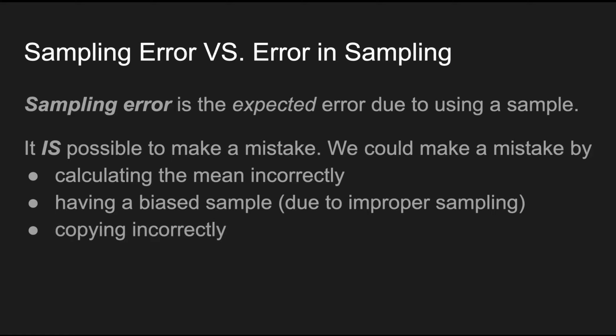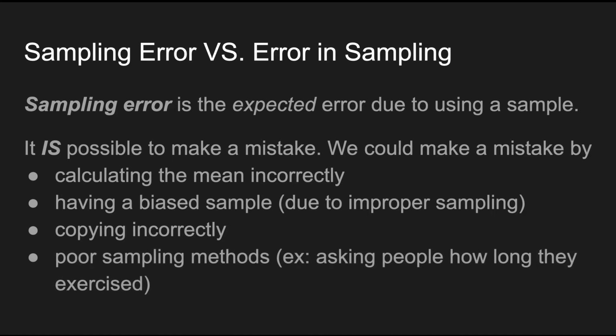We could have copied incorrectly from the list that the gym owner had given us. Or we could have used poor sampling methods. For example, asking people how long they exercise rather than actually recording it. People are notorious for not being quite honest when you ask them how long they exercised.